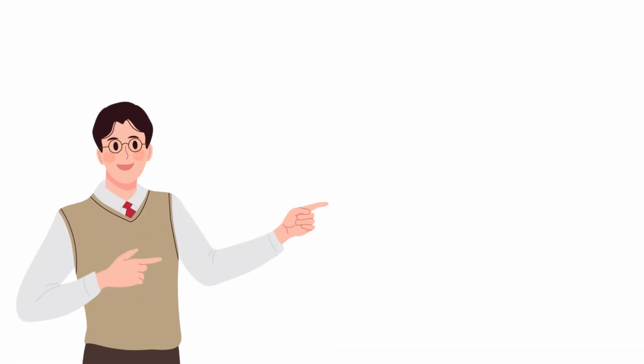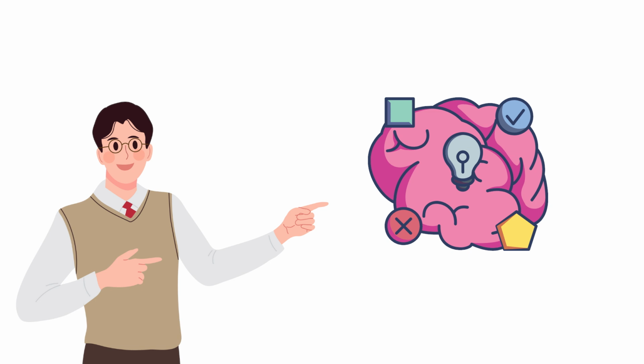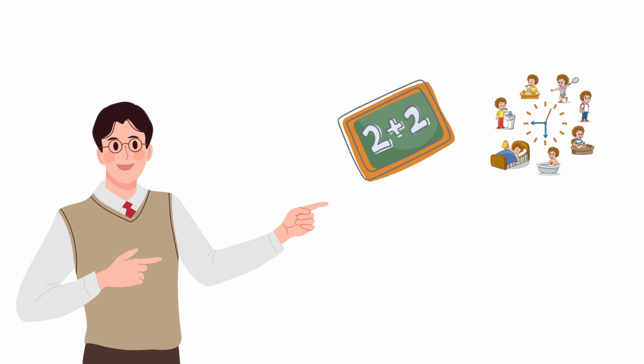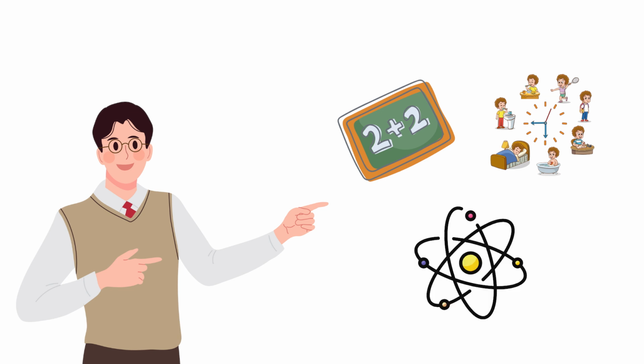As we've seen, there are many systems of logic, each tailored to specific types of reasoning and different areas of life. Whether you're solving math problems, making everyday decisions, or even exploring the depths of quantum physics, understanding the various systems of logic gives you the tools to think more clearly and reason more effectively.